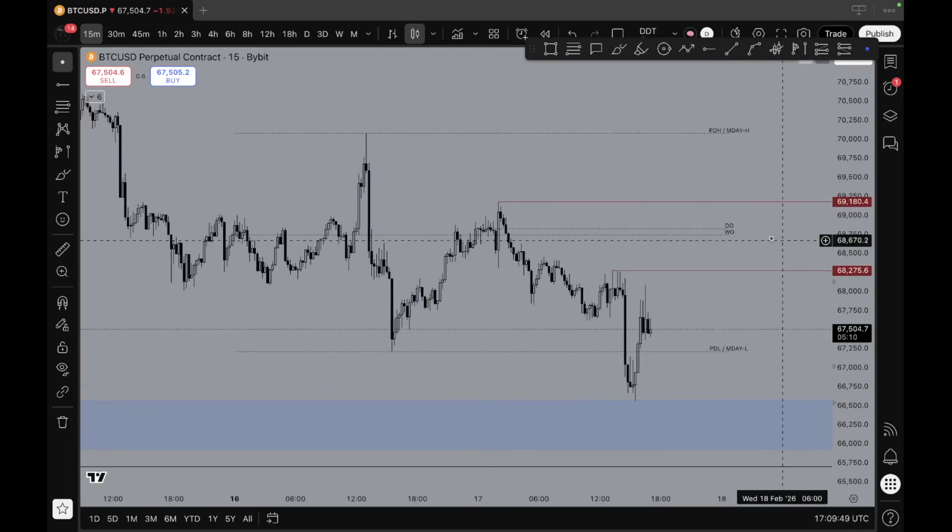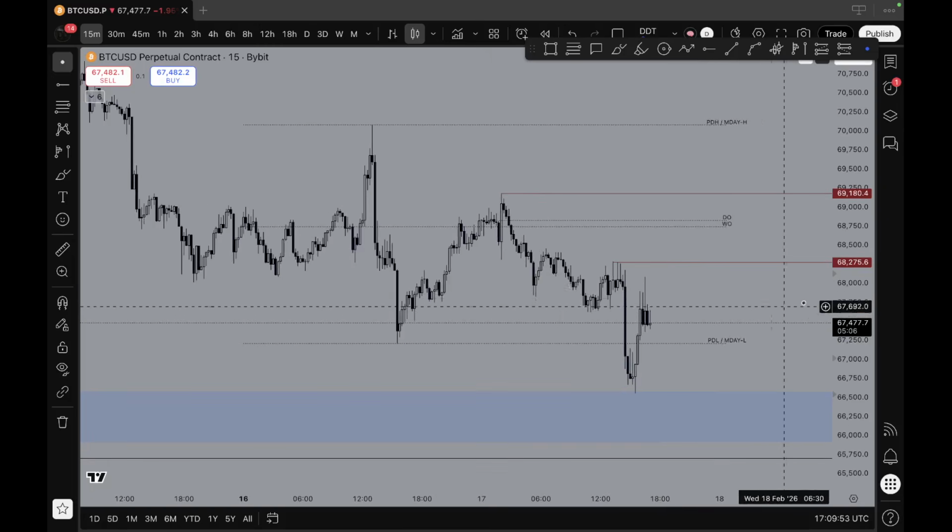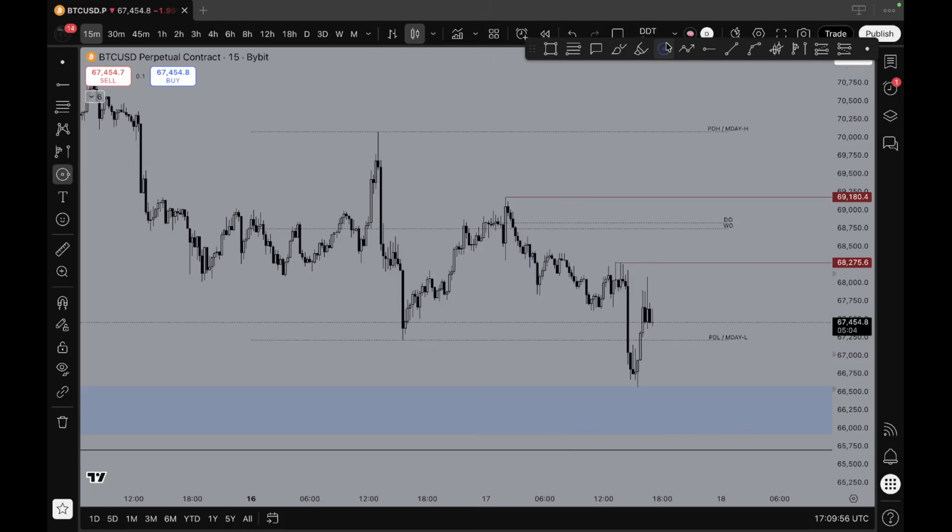The reason why I wanted to see that happen today is because, based on statistics, we should keep an eye on our weekly P1, which is currently this high. That was put in on Monday, so that's a strong high.